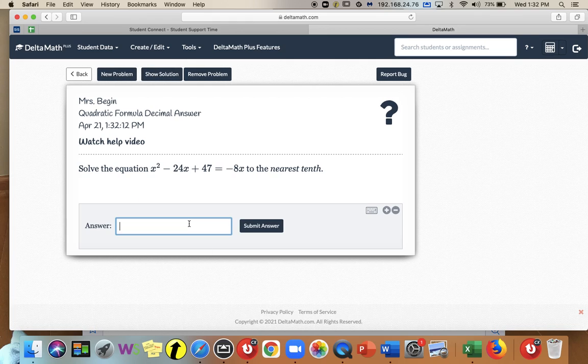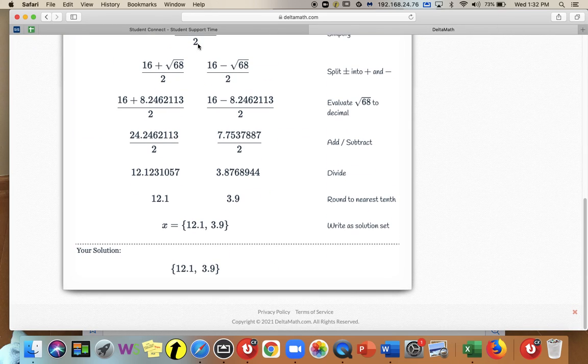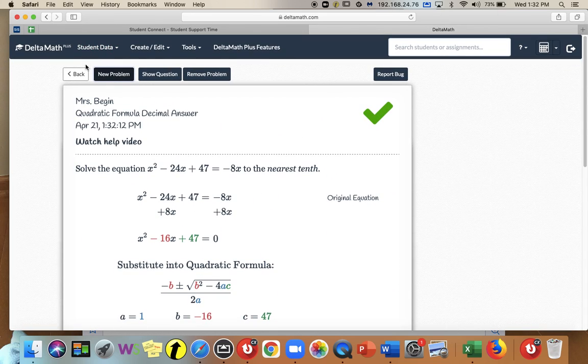What if I just put in the answers? 12.1, 3.9, will it? Oh, it automatically does that for you. Okay, so there it is. And we can check our answers. So that's the solution set. Okay, so you'll see those curly brackets as part of your problem.